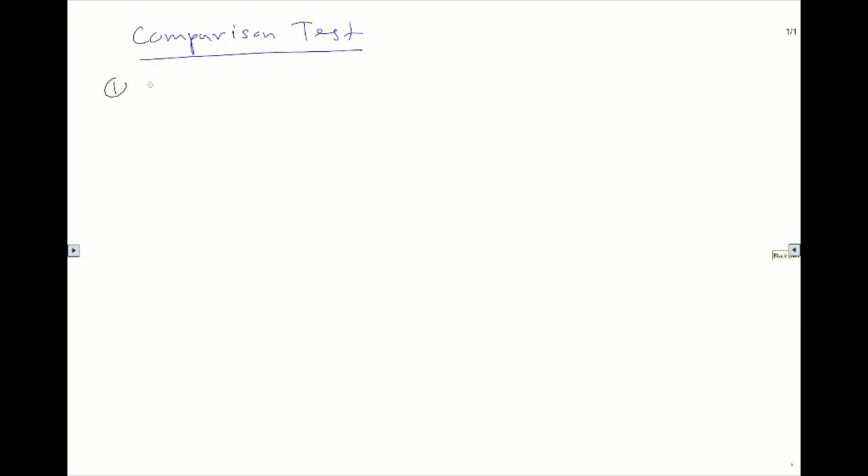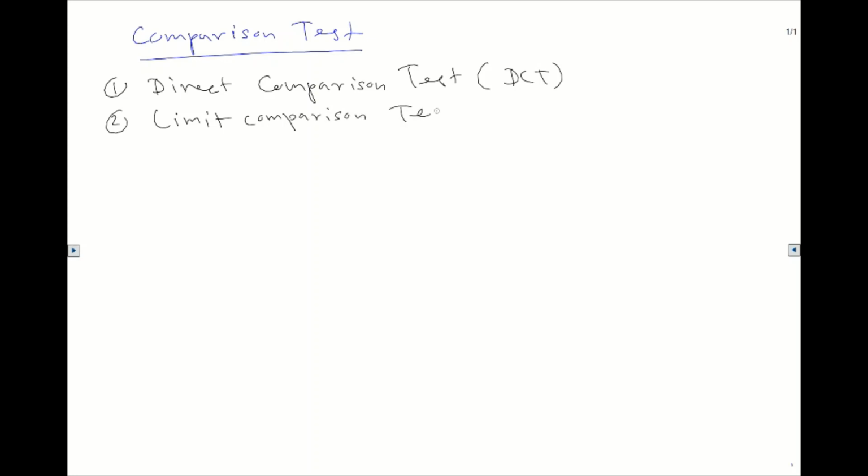One is called the direct comparison test, sometimes we call it the DCT, and then we also have the most important one, what we call the limit comparison test. This is what we call the LCT. So we have the direct comparison test and the limit comparison test.